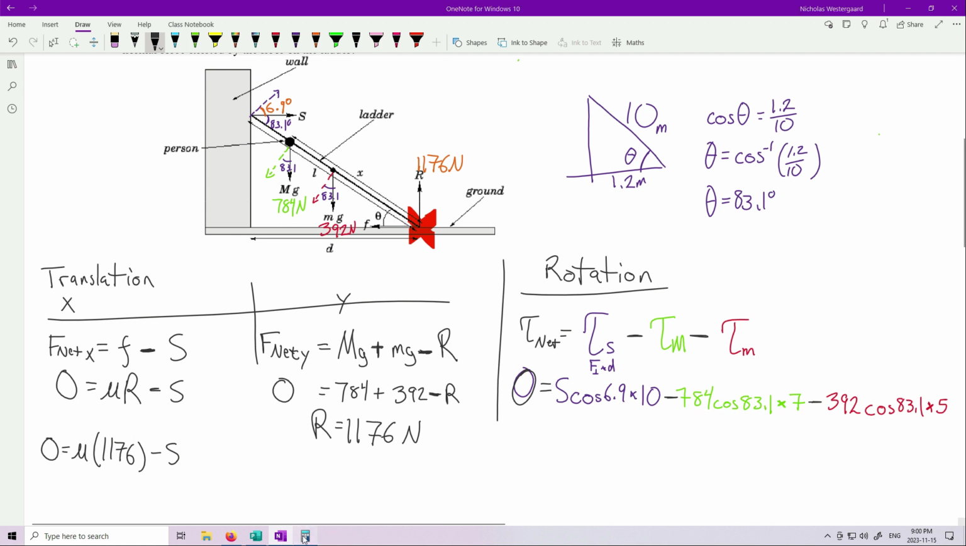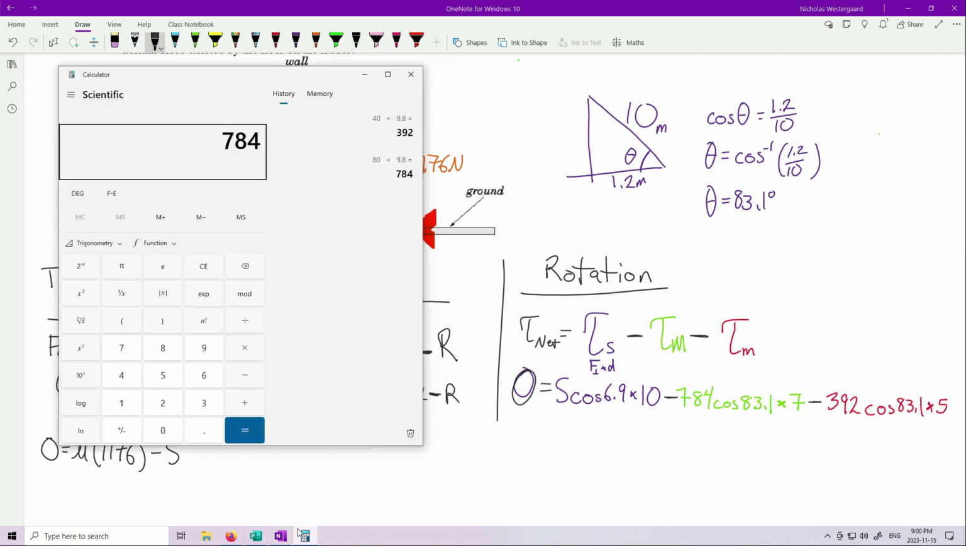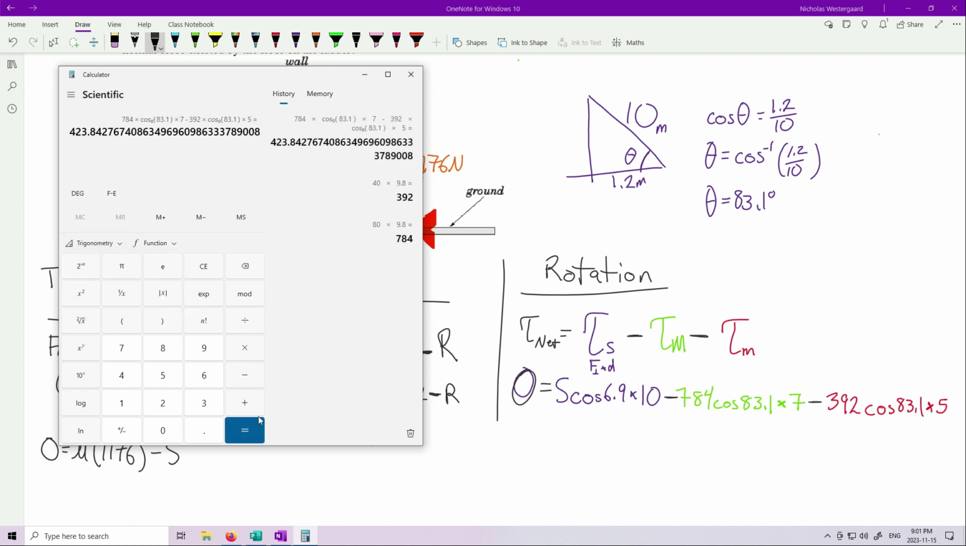Let's grab my calculator. 784 times the cosine of 83.1. And then I'm going to multiply that by 7. We're going to subtract 392 multiplied by the cosine of 83.1. And then we multiply that by 5. Equals 423.8. I'll just call it 424.